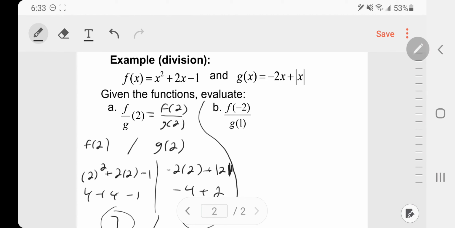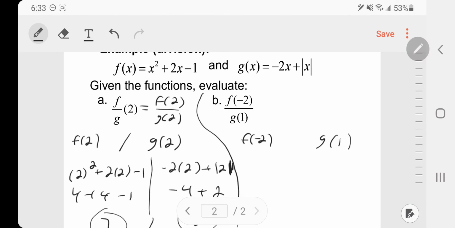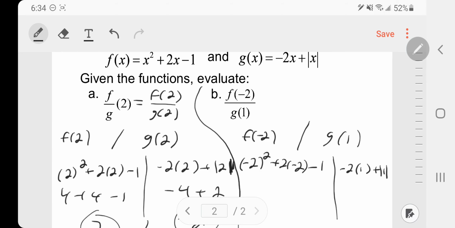All right, and on the other side, again, we have f of negative 2 and g of 1. So we need to find our two values. We have f of negative 2 and we have g of 1. So negative 2, we plug in for our f function, negative 2 squared plus 2 times negative 2 minus 1. And g of 1 is negative 2 times 1 plus the absolute value of 1. So we're starting to run out of space a little bit there.